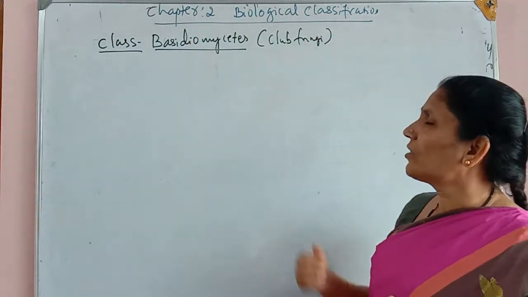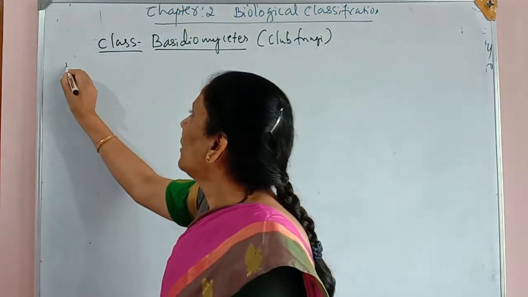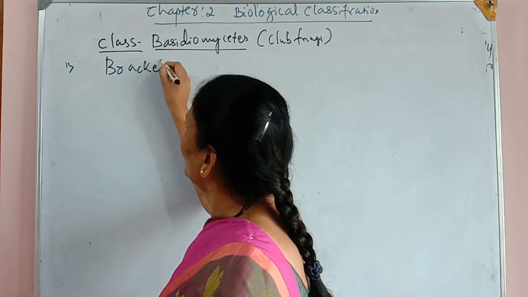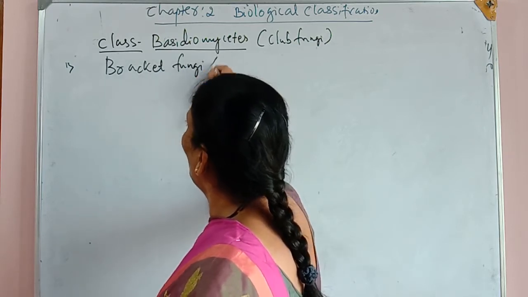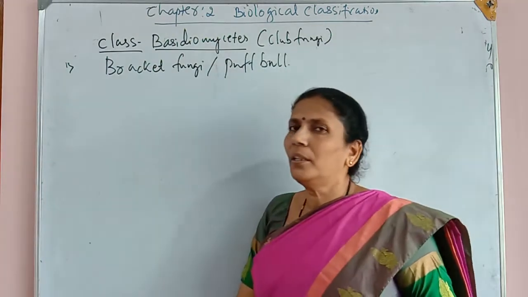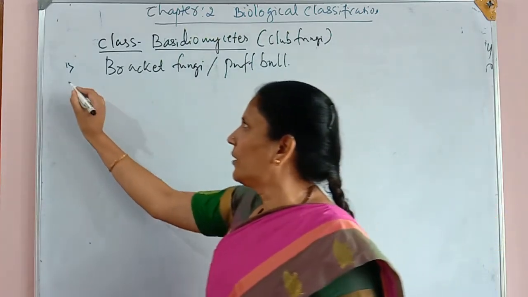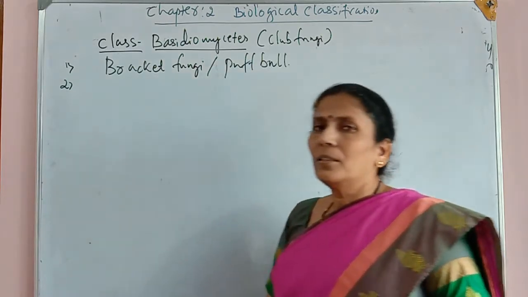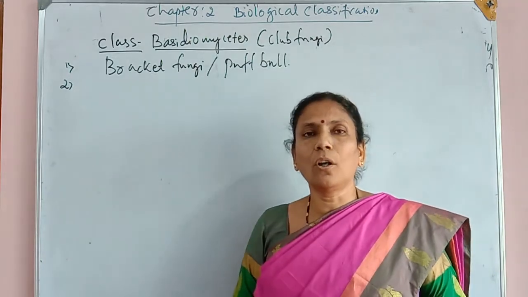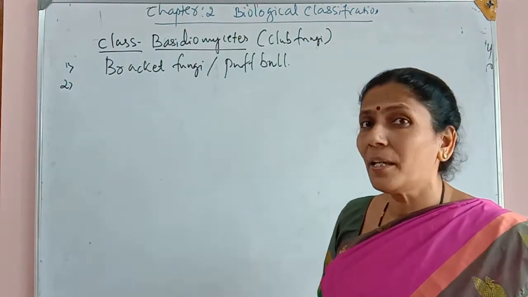Class Basidiomycetes is also called the club fungi. Other common names of members of this class are the bracket fungi or puffballs. So these are the common names of members of this group. The second character of this class is that the members of this group are usually found on the soil, on wooden logs, on tree stumps, and also as parasites.